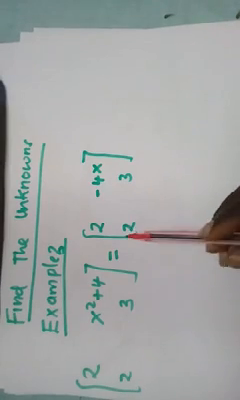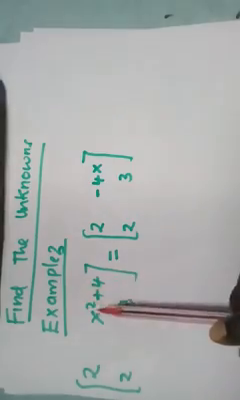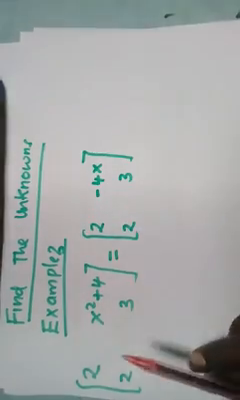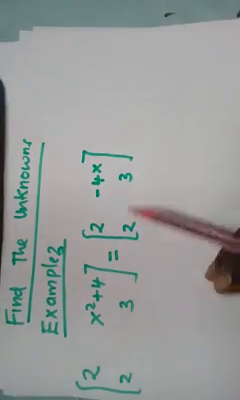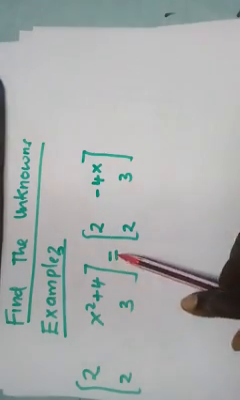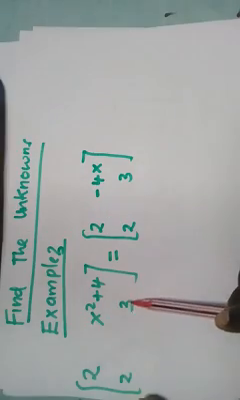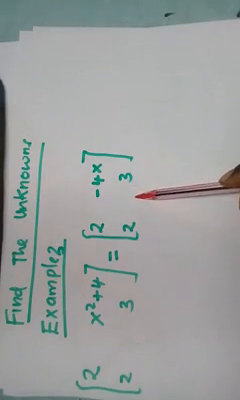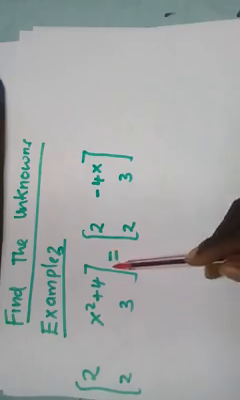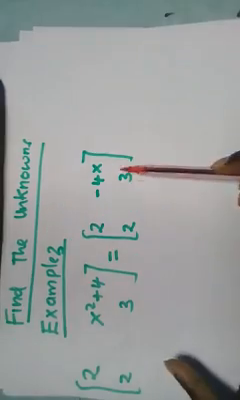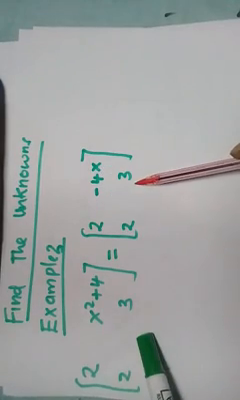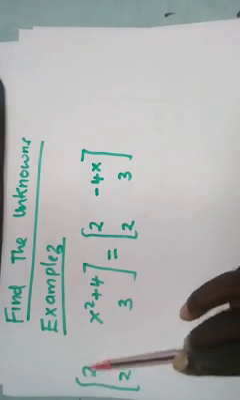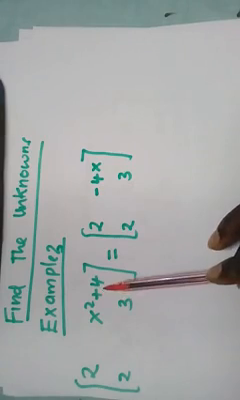Let's attempt another example, example number 3, where we are asked to determine the unknowns of this given matrix. This is a bit complex. As you can see, the underlying factor here is the same. Both of these matrices are 2 by 2, and they are separated by an equal sign. Therefore, it means that these two matrices are equal. And if these matrices are equal, then the elements that make up these matrices must also be equal.